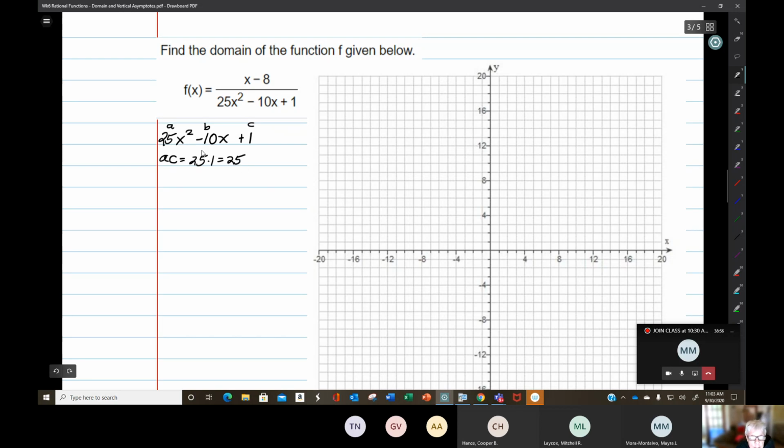And 25 factors into two numbers that add up to negative 10, well, that's going to be negative 5 times negative 5. Negative 5 times negative 5 equals positive 25. Negative 5 plus negative 5 equals negative 10. So to factor this, and what I'm doing is I'm setting it equal to 0, and I forgot to write that.